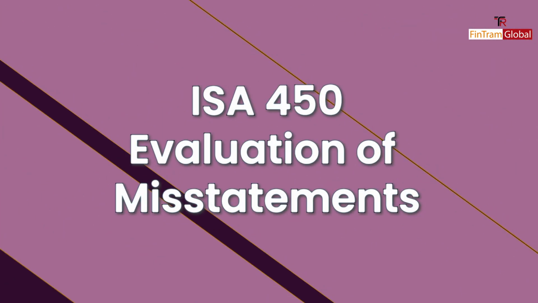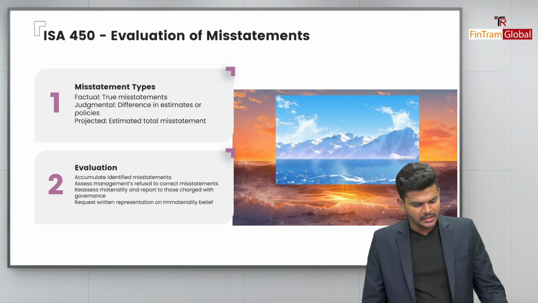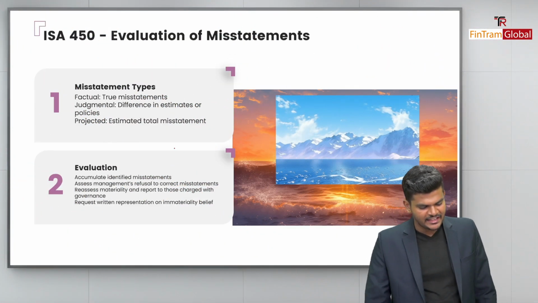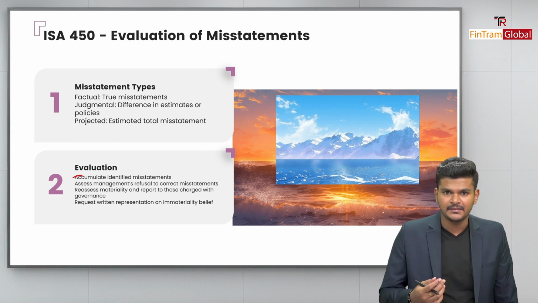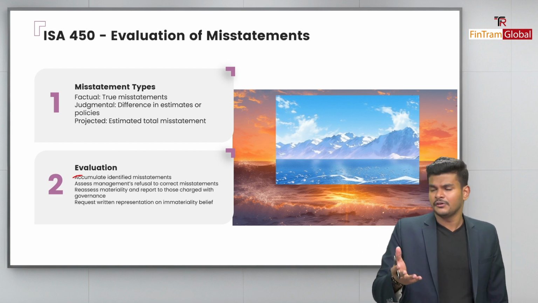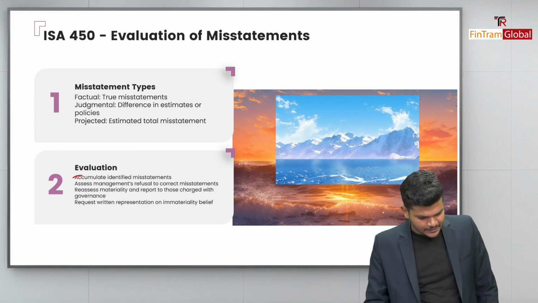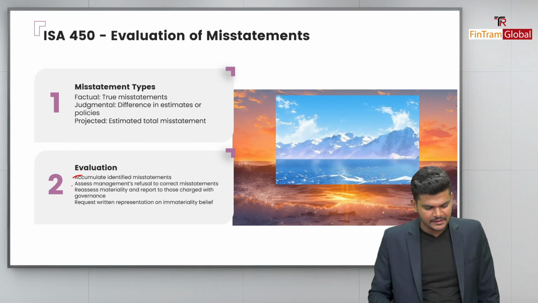Now, what else? How do we evaluate misstatement? When it comes to evaluation of misstatements, what we do is we accumulate all the identified misstatements and ignore the ones that are clearly trivial. Like let's say there's a 0.5 difference, a dollar difference or something like that. We just simply ignore it. Okay, folks, so that's basically the idea. And then assess management's refusal to correct the misstatement.